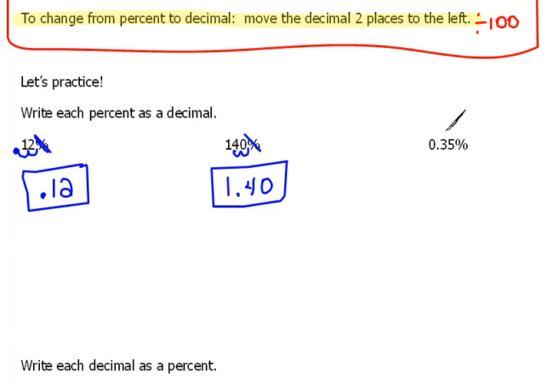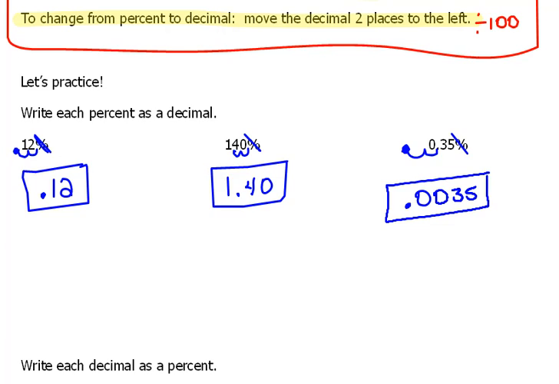Now this one might look a little bit more tricky because it looks like a decimal already, but it's not. This is a percent. So if we want to get rid of the percent, we have to move the decimal away from the percent, or 2 places to the left again. That would put our decimal right about here. Now because we didn't have anything in this position, we have to add a 0 there. So this would be 0.0035.